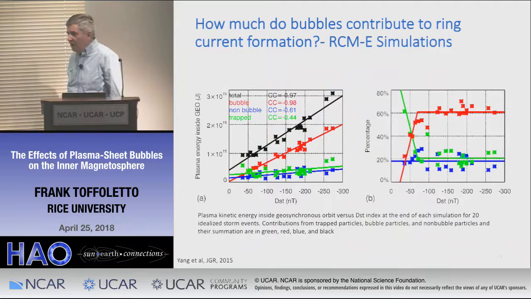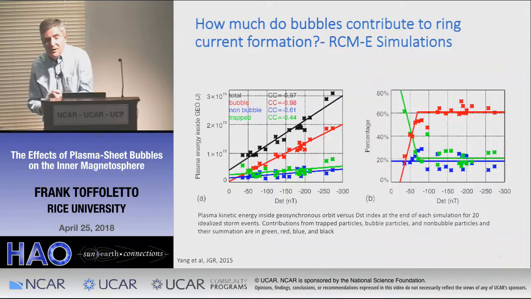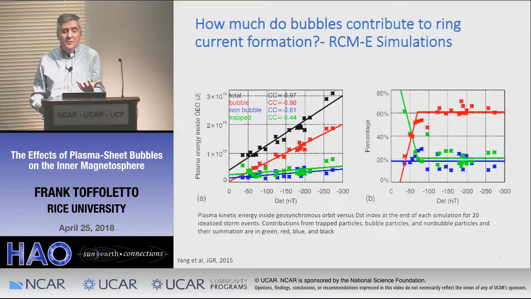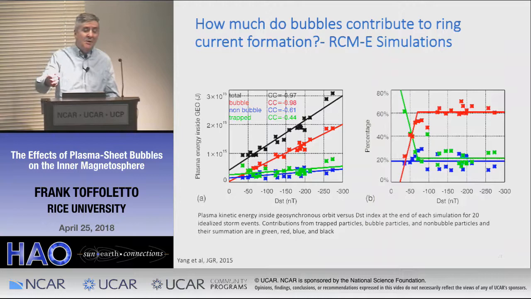Another question, this is work by Jian Yang. Another question that Jian Yang asked is, you have these low entropy bubbles that appear to be doing a lot of the transport for the inner magnetosphere, seen all the time, but they don't carry much plasma, much density with them. How can they build up a ring current? It's an empty tube. You're bringing it into the magnetosphere. How can that build up a strong pressure ring current?